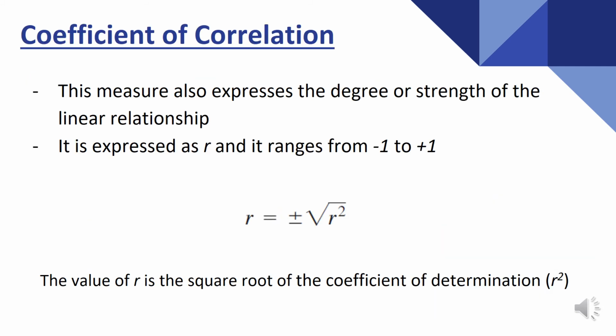Another measure related to the coefficient of determination is the coefficient of correlation. This measure also expresses the degree or strength of the linear relationship.